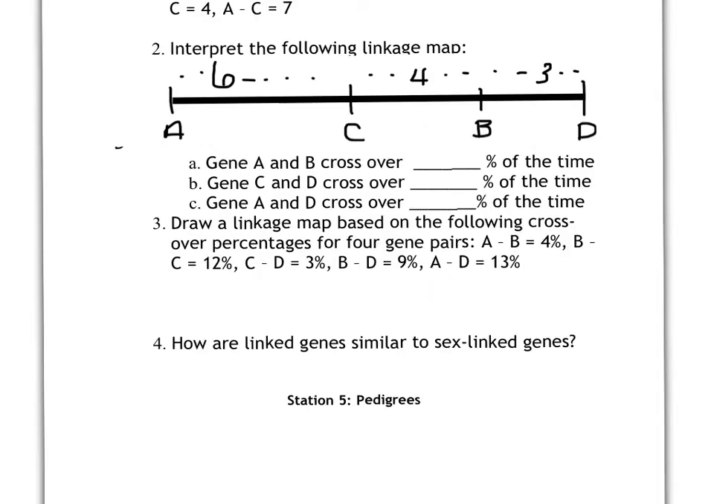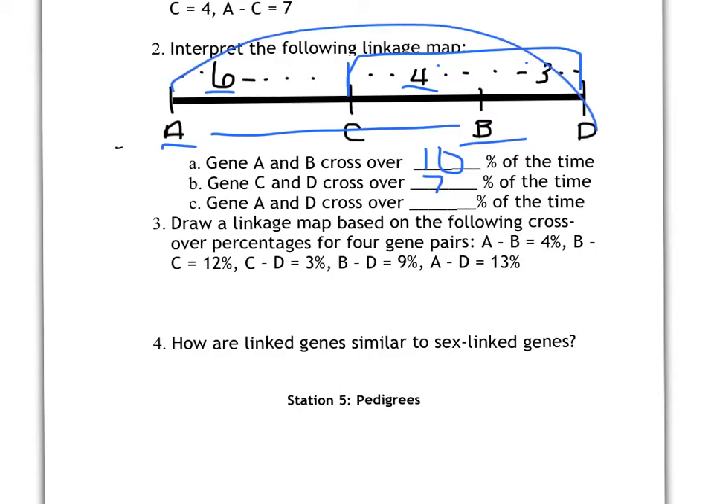My linkage map didn't cross over well, so I had to draw a new one. Still going to be the same. Gene A and B cross over what percent of the time? Well, the percentage equals the distance between the map units. So from A to B is 6 plus 4, 10. Gene C and D cross over what percent of the time? 4 plus 3, 7. Gene A and D cross over what percent of the time? So that's 6, 4, 3, 13. They're the farthest away. They cross over more often.